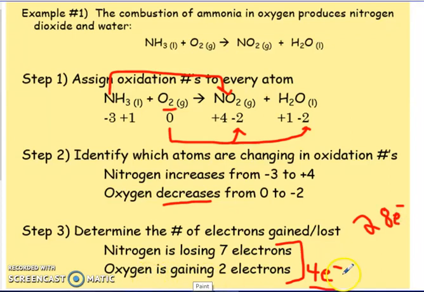So we would need to have 28 electrons total. Essentially, oxygen having 28 electrons being gained and nitrogen having 28 electrons being lost. So what that means is I need a total of 7 oxygens, because 7 times 4 is 28, and I would need a total of 4 nitrogens.